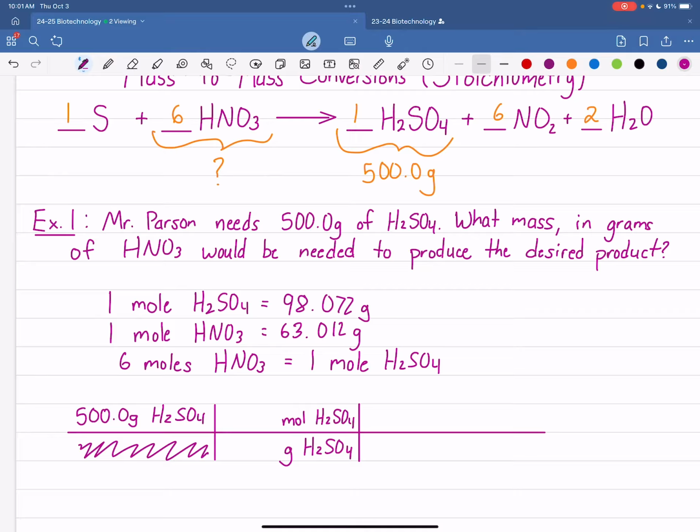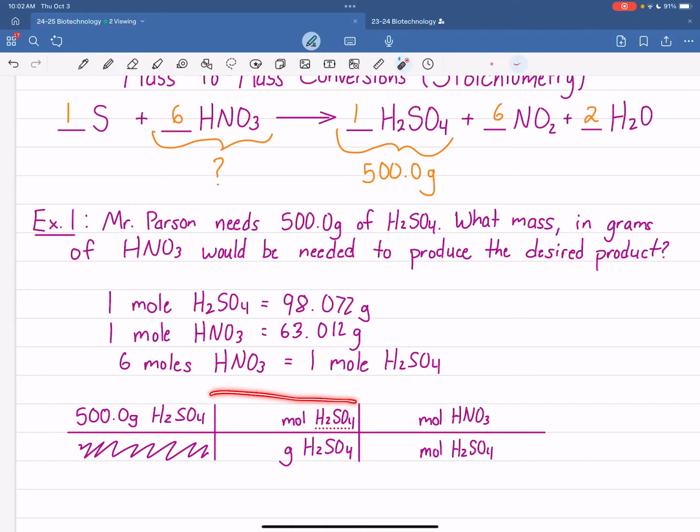And I'm going to continue with this t-table, but not actually putting in the numbers yet. This is not my answer. I need to keep going. I'm not actually at grams of HNO3 yet. So I know that this unit also needs to be canceled. Move it diagonally. And it's at this point that I want to switch from moles of H2SO4, the sulfuric acid, to moles of our other chemical, the nitric acid, HNO3.